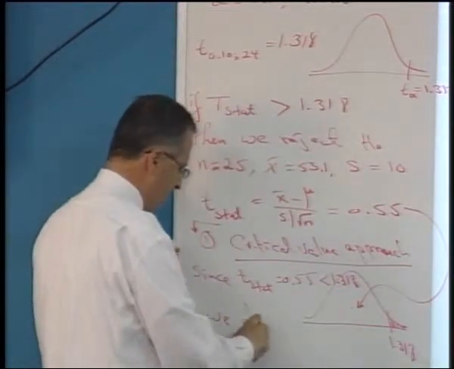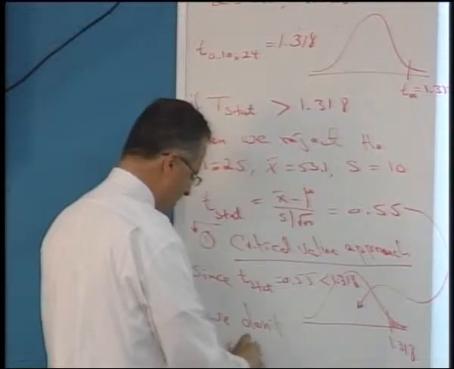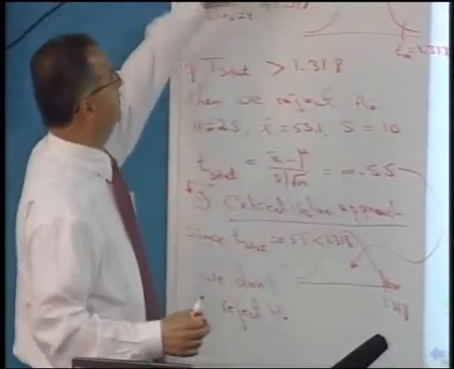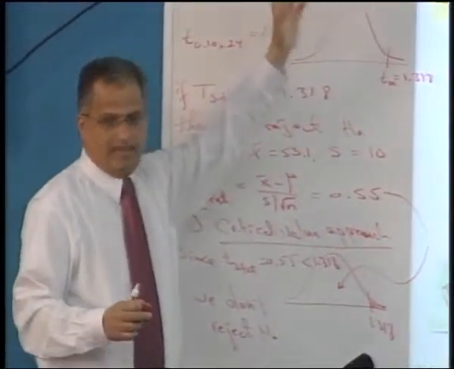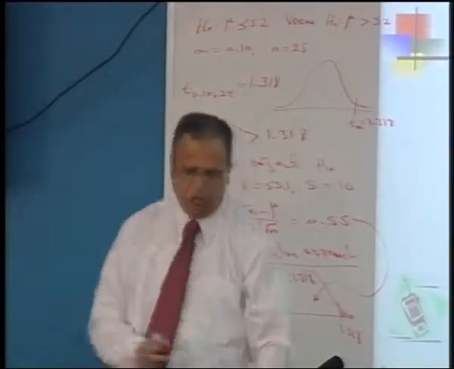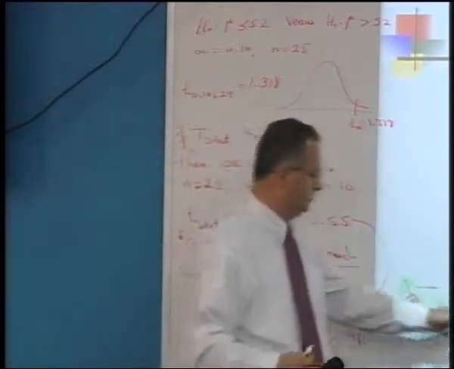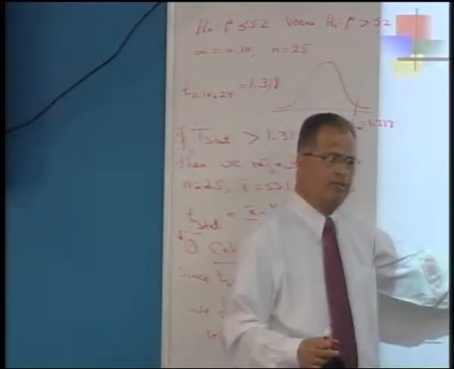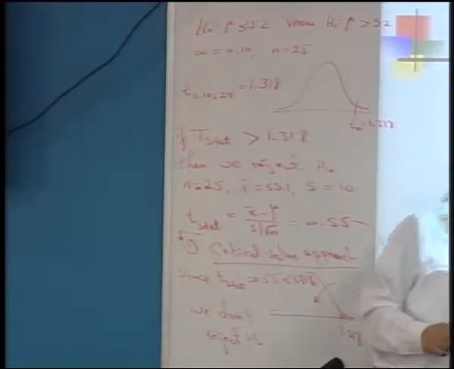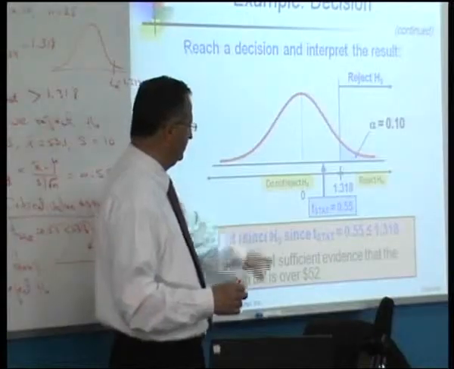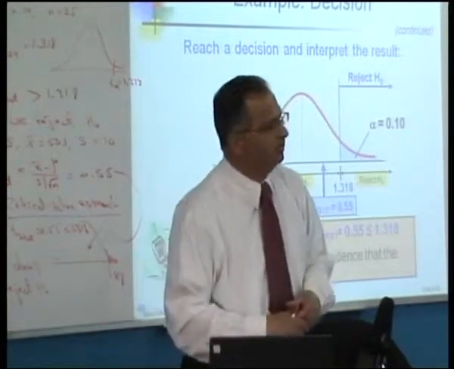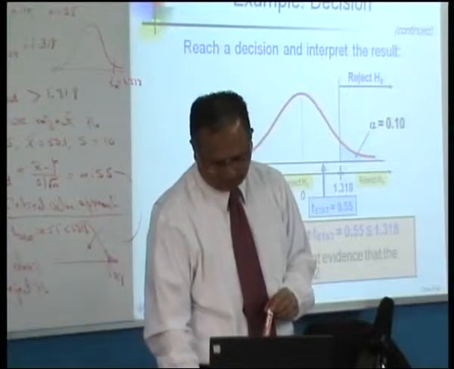So we don't reject H0. That means exactly there is insufficient evidence to support the claim. And the claim is the mean is above 52. So your conclusion should be written this way. We don't reject the null hypothesis since this statistic is smaller than 1.318, that means there is not sufficient evidence that the mean bill is over $52. So that's by using the critical value approach.